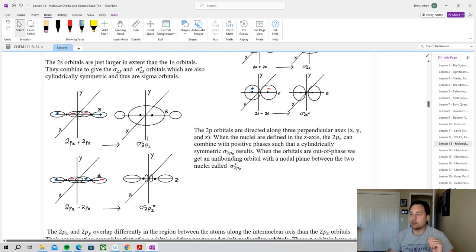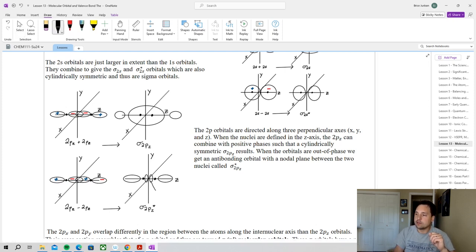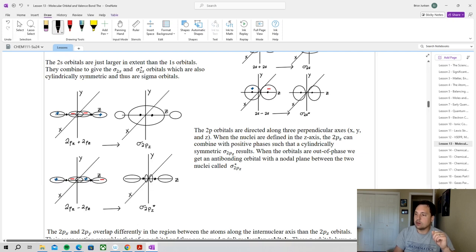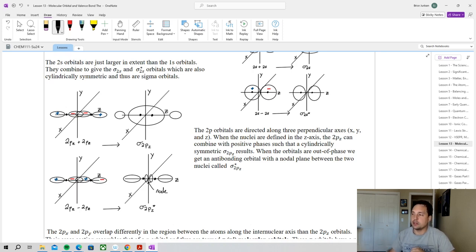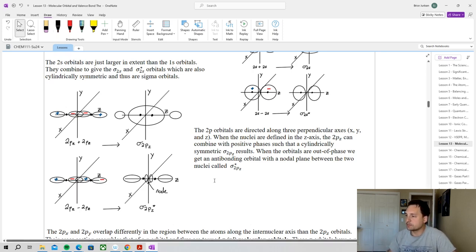So the 2pz orbitals combine to give us the sigma 2pz, and they destructively interfere to give us the sigma 2pz star molecular orbital, which has a node here. And this node means it's unfavorable for electrons to be in this orbital.